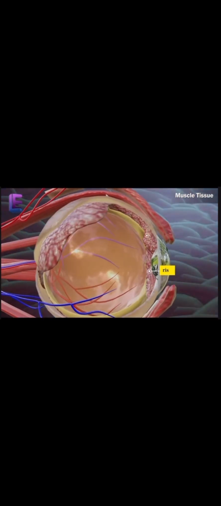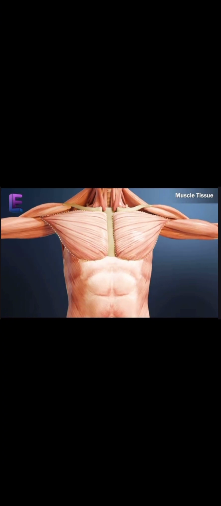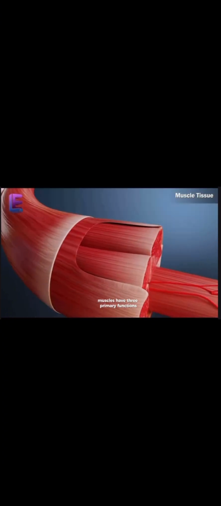Muscles are mesodermal in origin. However, the iris and ciliary muscles are ectodermal in origin. Muscles have 3 primary functions.